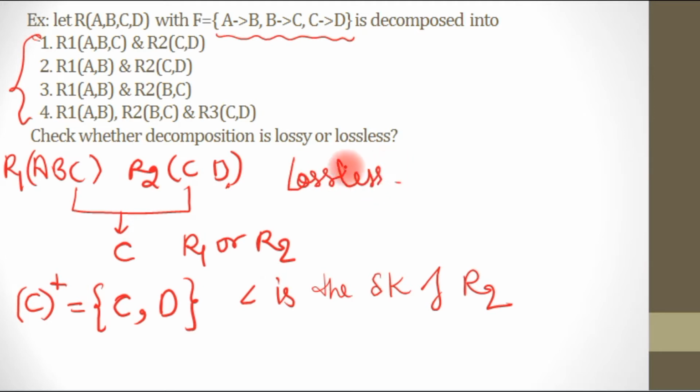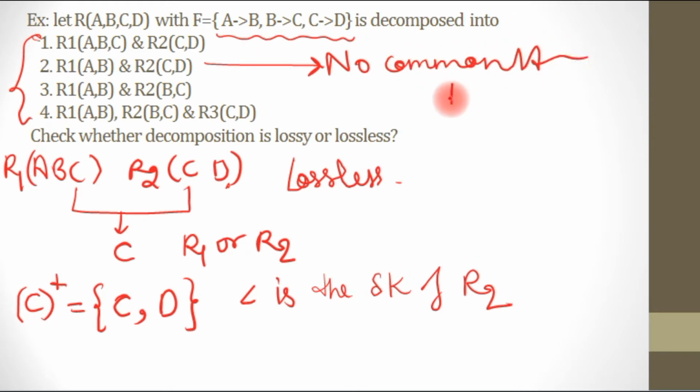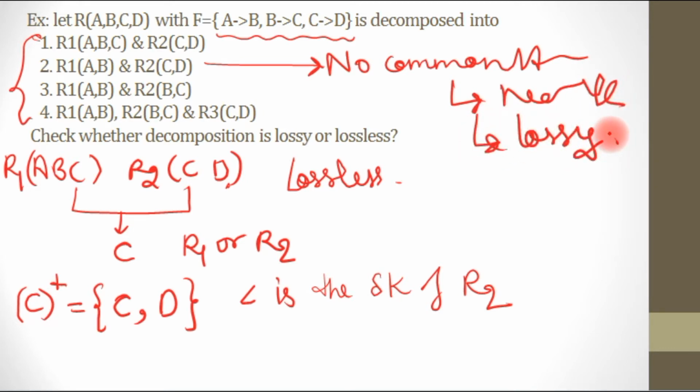Now check the next decomposition. In this decomposition, we don't have any common attribute. So we have no super key. That's why this decomposition is lossy decomposition.